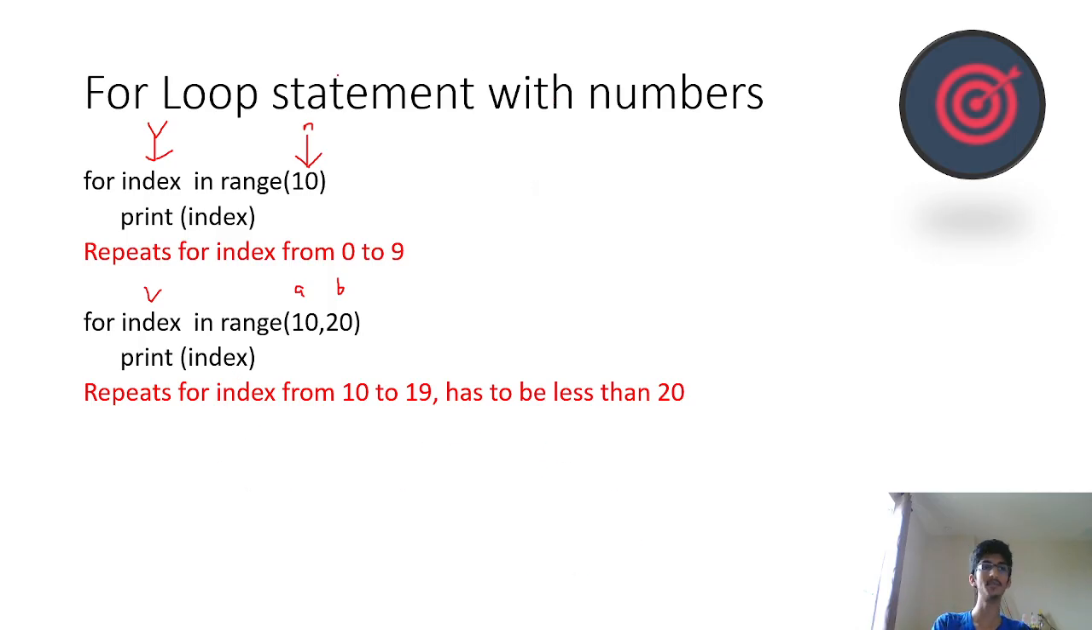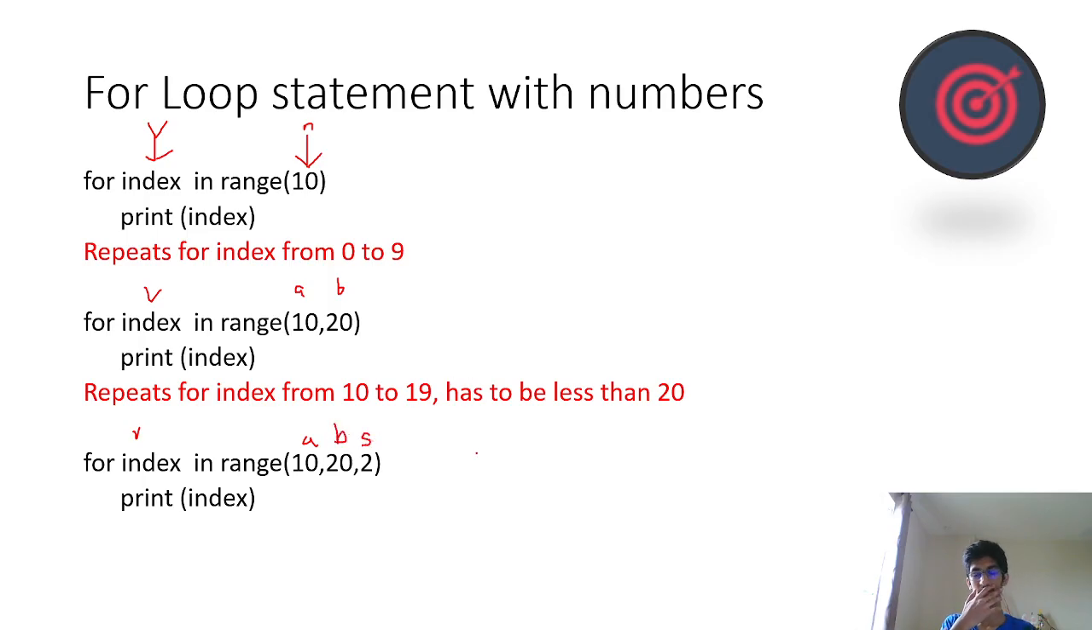And then for the third example, this is our variable, this is A, this is B, and this is S, right? The way this one works is it goes from 10, and then 10 plus 2 is 12, 12 plus 2 is 14, 14 plus 2 is 16, 16 plus 2 is 18, 18 plus 2 is 20, oh no, I reached my limit. So it doesn't do 20, and it goes from 10 to 18.